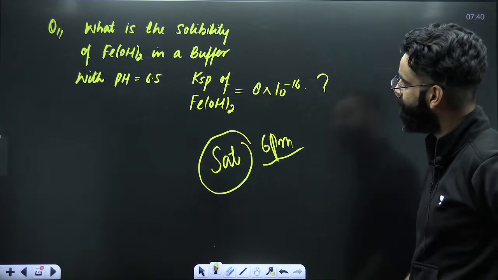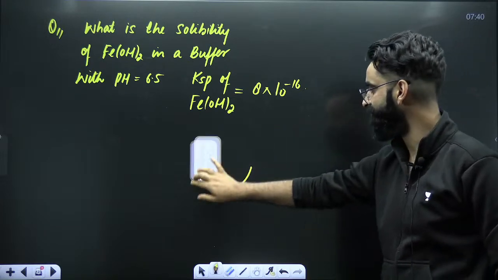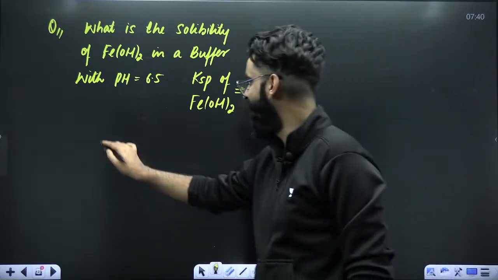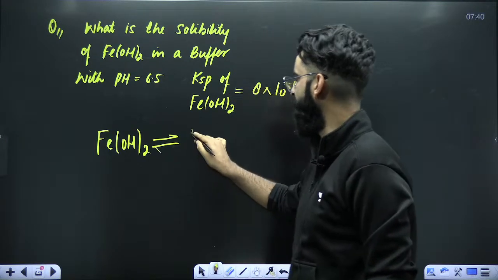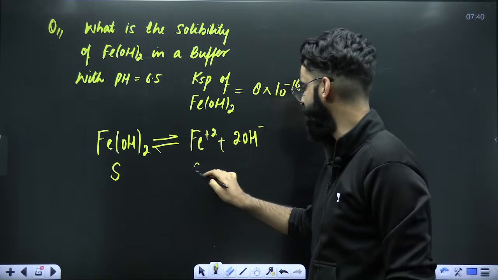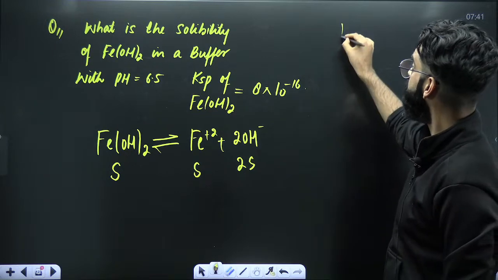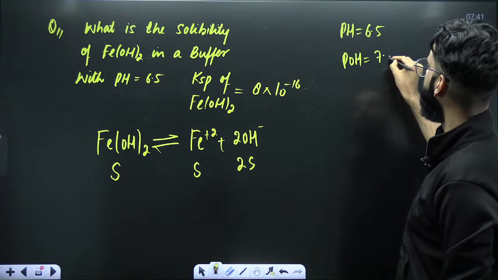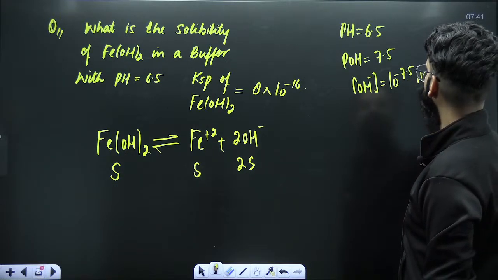Hint for this question. You need hint for this question? Okay, let me give you the hint. First of all, tell me how this Fe(OH)2 will undergo dissociation. It will undergo dissociation as Fe di positive plus 2 times OH negative. Its solubility is S, this is 2 times S. Now, we have to calculate the solubility of Fe(OH)2 in a buffer whose pH is 6.5. If pH is 6.5, that means pOH will be 7.5. If pOH is 7.5, that means OH negative concentration is 10 raised power minus 7.5, right?